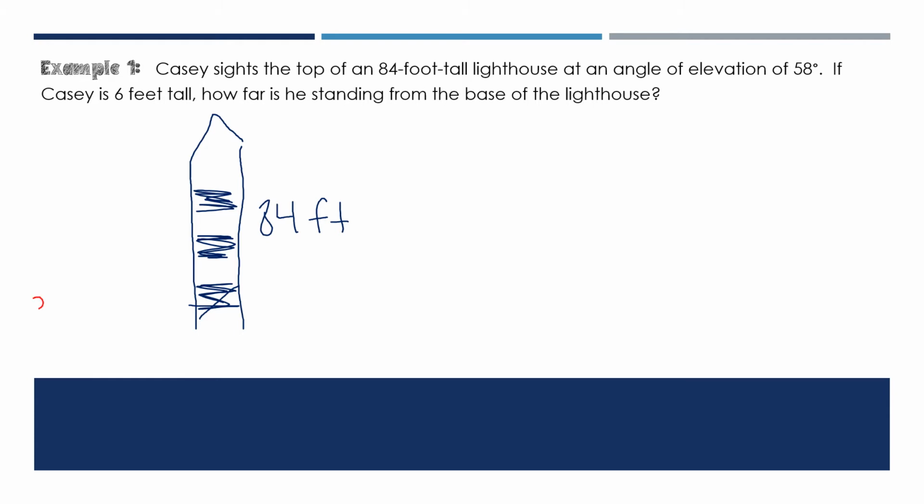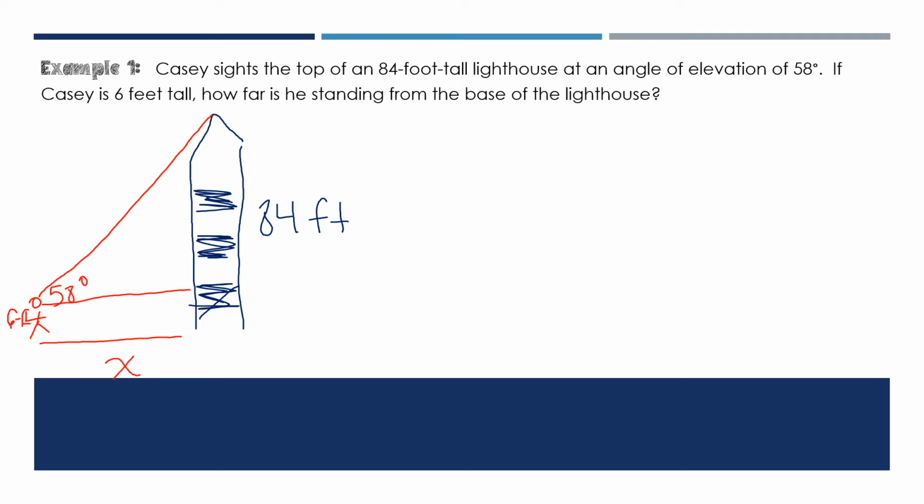We've got Casey standing over here. He is 6 feet tall. I guess it could be a she. Oh no, it does say he. He is 6 feet. We don't know how far away he is from the lighthouse. That's actually what we're trying to find. But we know his line of sight goes to the top of the lighthouse, all the way to the top. His line of sight and then the horizontal would create a 58-degree angle.